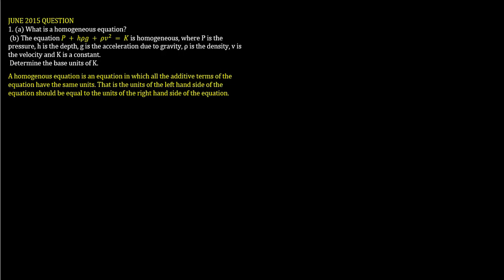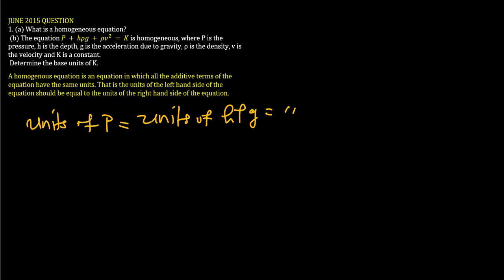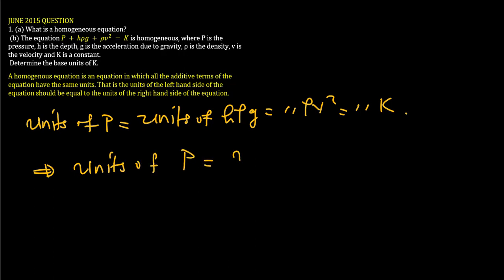So what we get from here is, since a homogeneous equation is an equation in which all the additive terms of the equation have the same unit, it means the units of P should be equal to the units of H rho G, which should be equal to the units of rho V squared, which is equal to the units of K. So simply choose one and work with. So this means that the units of P should be equal to the units of K.